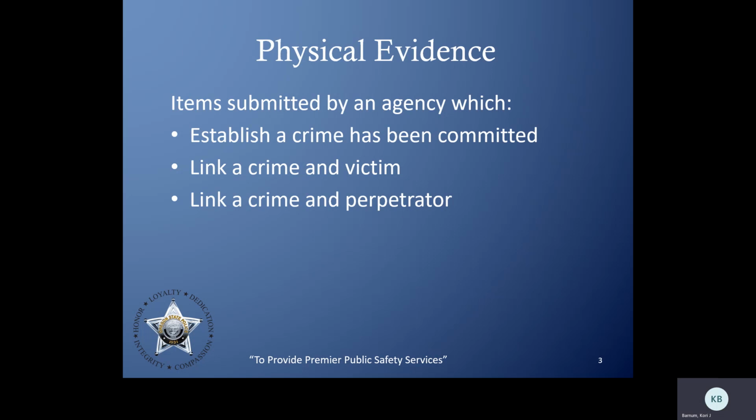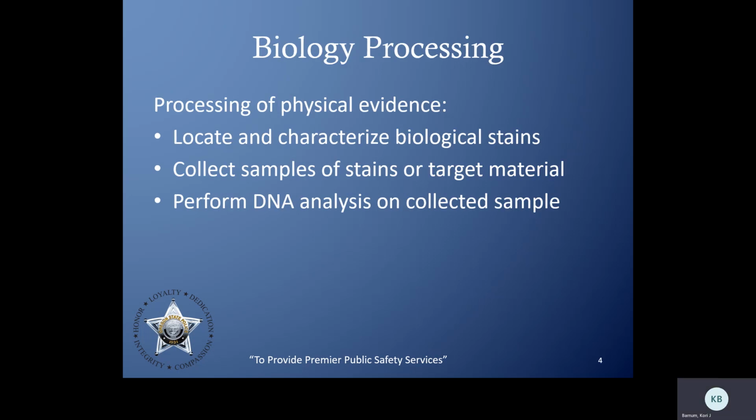Physical evidence includes any items that are submitted by a law enforcement agency which may establish a crime has been committed, link a crime to a victim, and/or link a crime to a perpetrator. Biology processing is the discipline in the laboratory that processes physical evidence. In this discipline, we locate and characterize biological stains. From the information gained from that testing, we then collect samples of stains or target material to forward to the DNA section, and then our DNA unit can perform analysis on that collected sample.